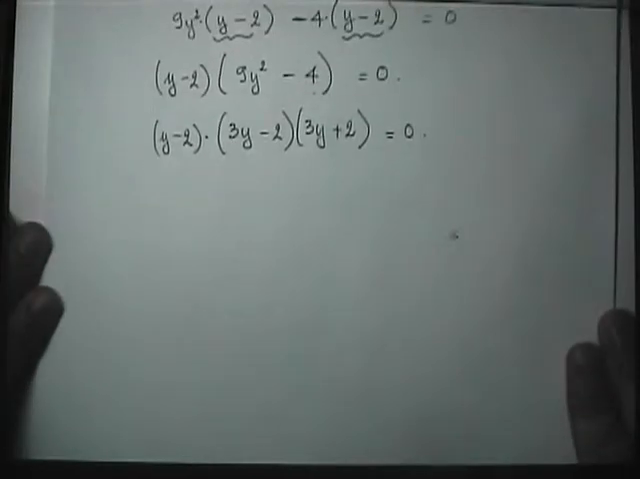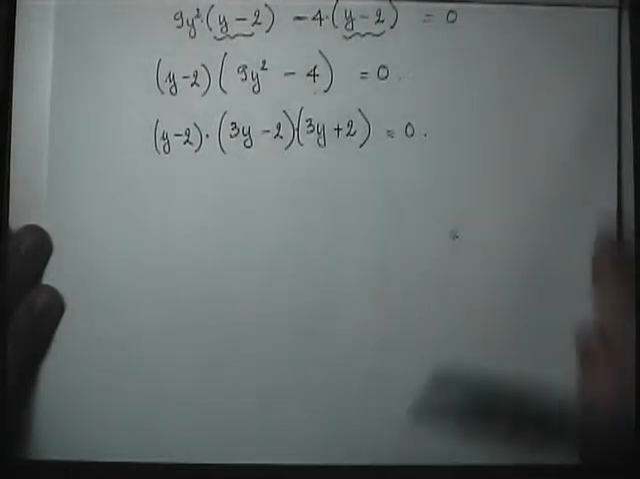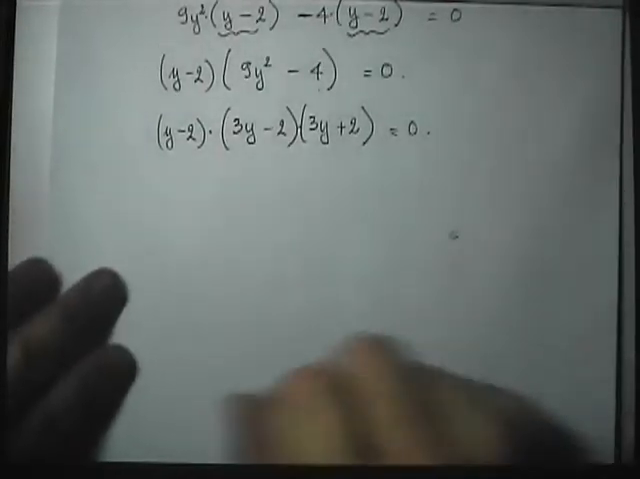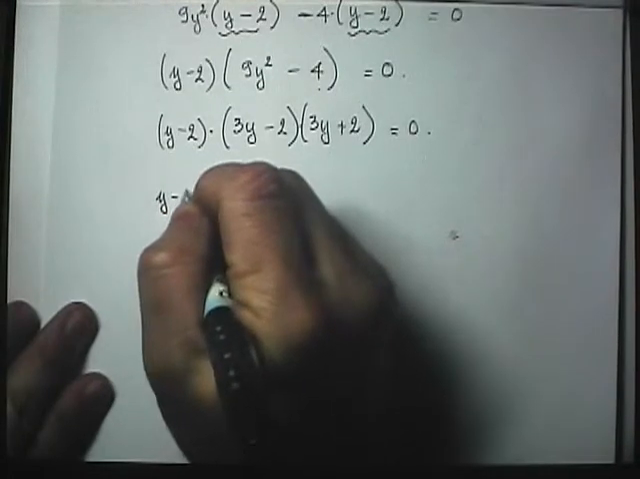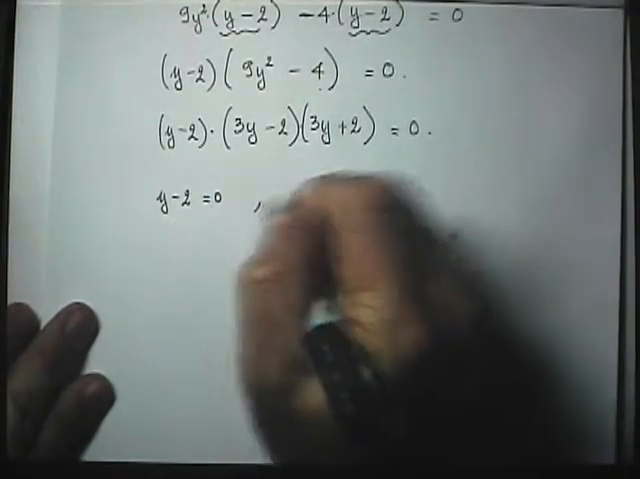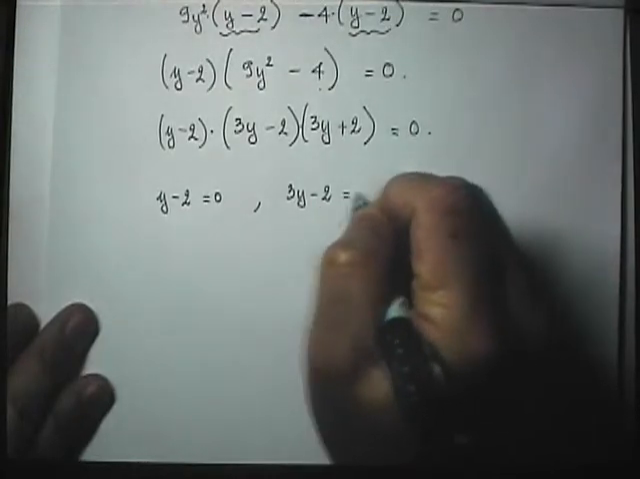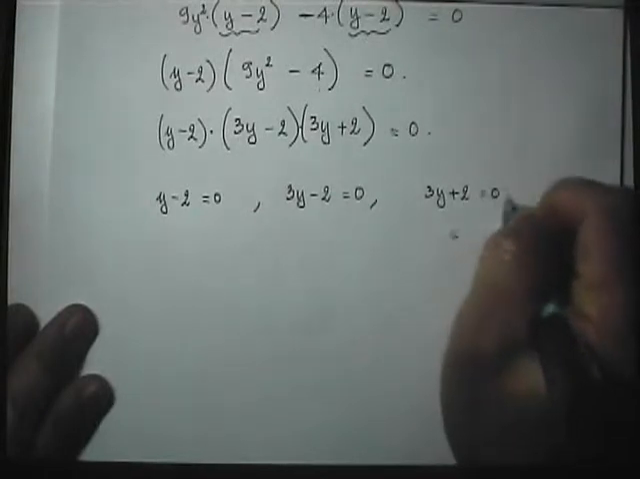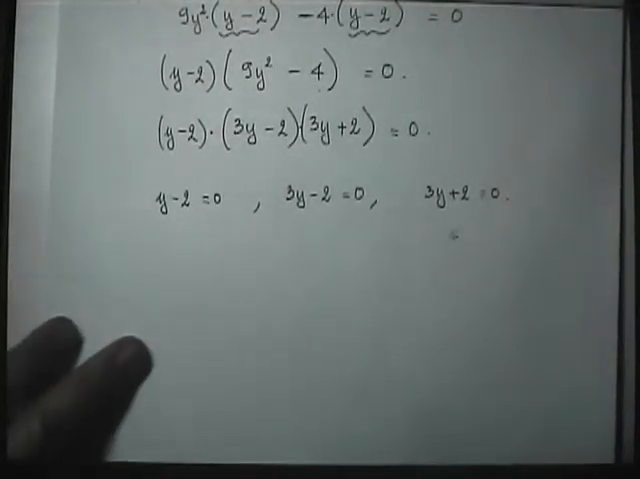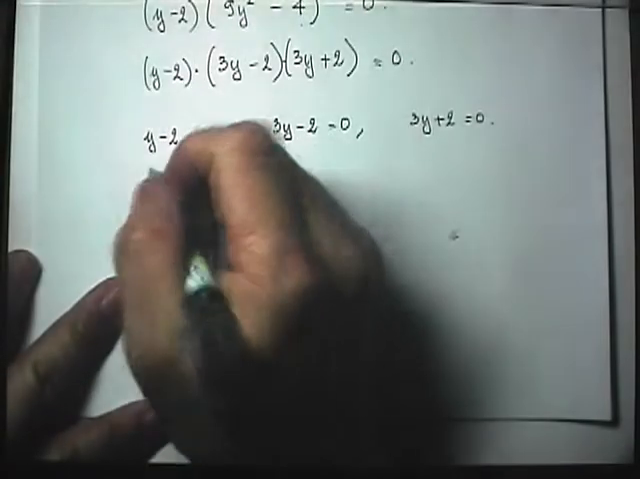Okay. So now, as far as this point where I have finished factoring all my polynomial, all I have to do is just set each factor equal to 0. My second one, 3y minus 2 equals 0. 3y plus 2, setting it equal to 0. So I have once again produced for myself 3 sub-equations, ready to solve.